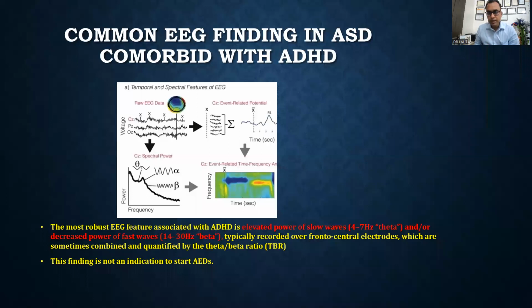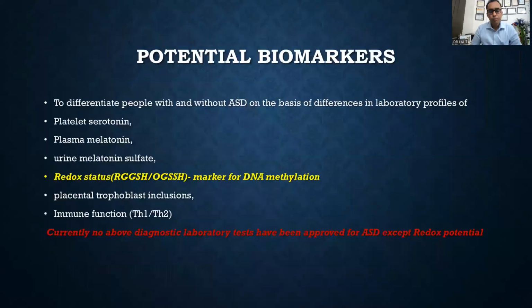It's an abnormal EEG, but it is not an indication to start an AED. That is what I want to emphasize with this slide. So these are potential biomarkers to differentiate people with and without ASD on the basis of differences in laboratory profiles, as per the American Academy of Pediatrics, but they are not currently considered to be of diagnostic value. No laboratory test has been approved for ASD except redox potential.